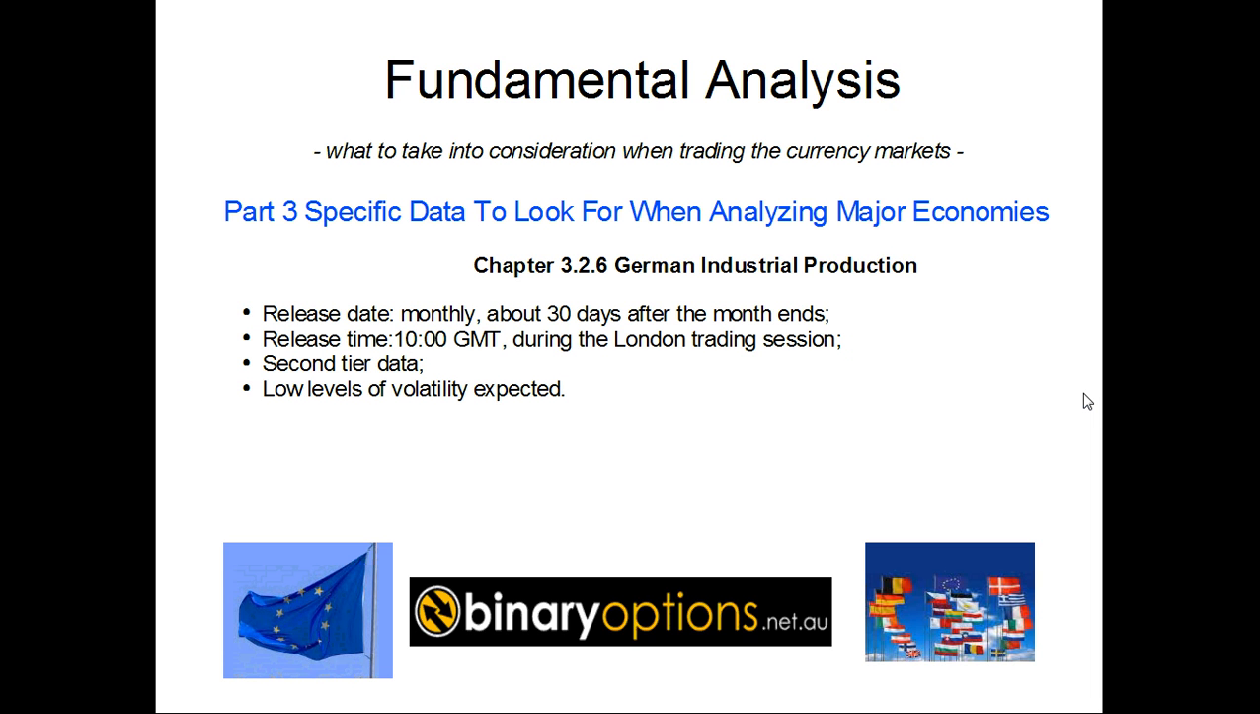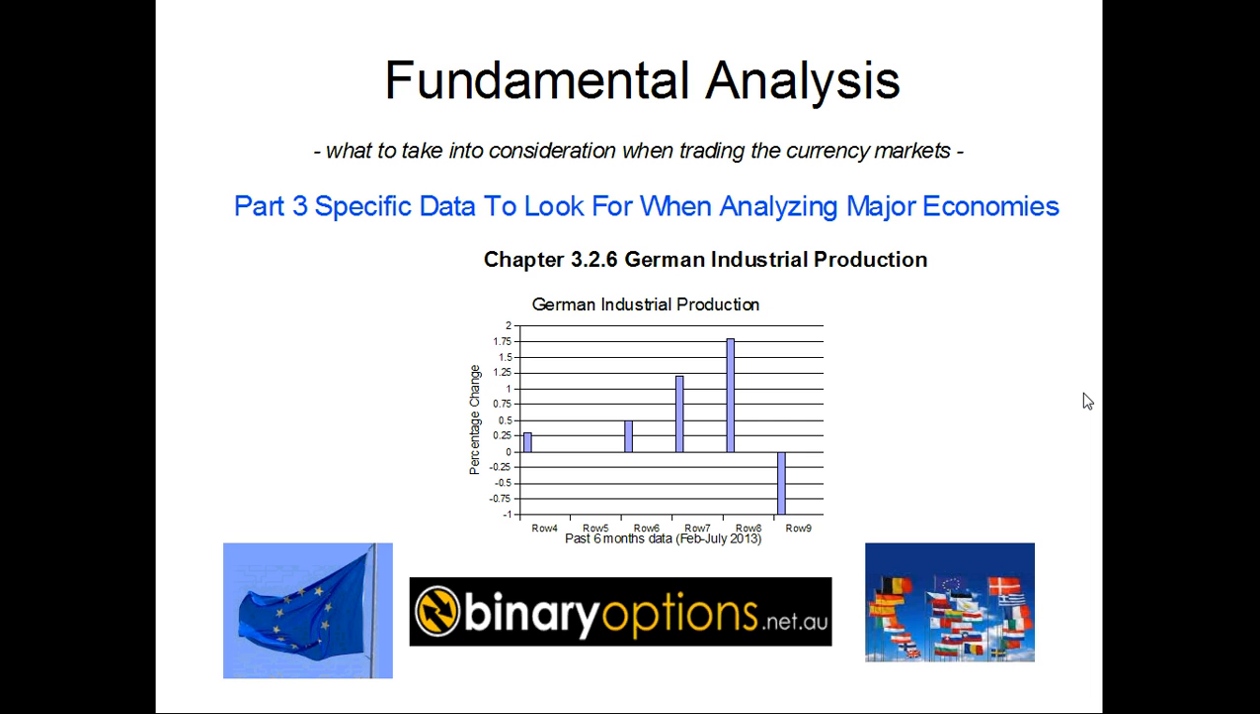The release date for German industrial production is on a monthly basis, about 30 days after the month ends, the release time is 10 GMT during the London trading session. Second tier data and low levels of volatility expected. If actual is higher than the forecast, it should be positive for currency, and if actual is lower than the forecast, it should be viewed as negative for currency.